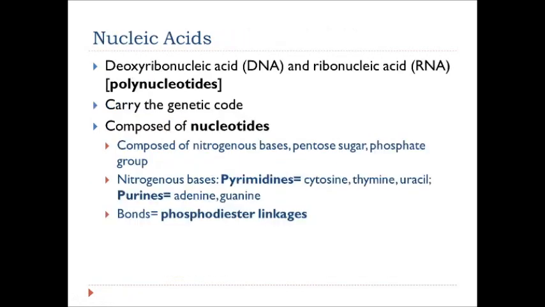Lastly, of our macromolecules, we have nucleic acids. Our two major types are deoxyribonucleic acid, or DNA, and ribonucleic acid, RNA. These are also known as polynucleotides because they're made up of the monomer nucleotides. They carry the genetic code, specifically DNA. RNA's job is going to be to make proteins, and DNA's job is going to be to carry that genetic code.